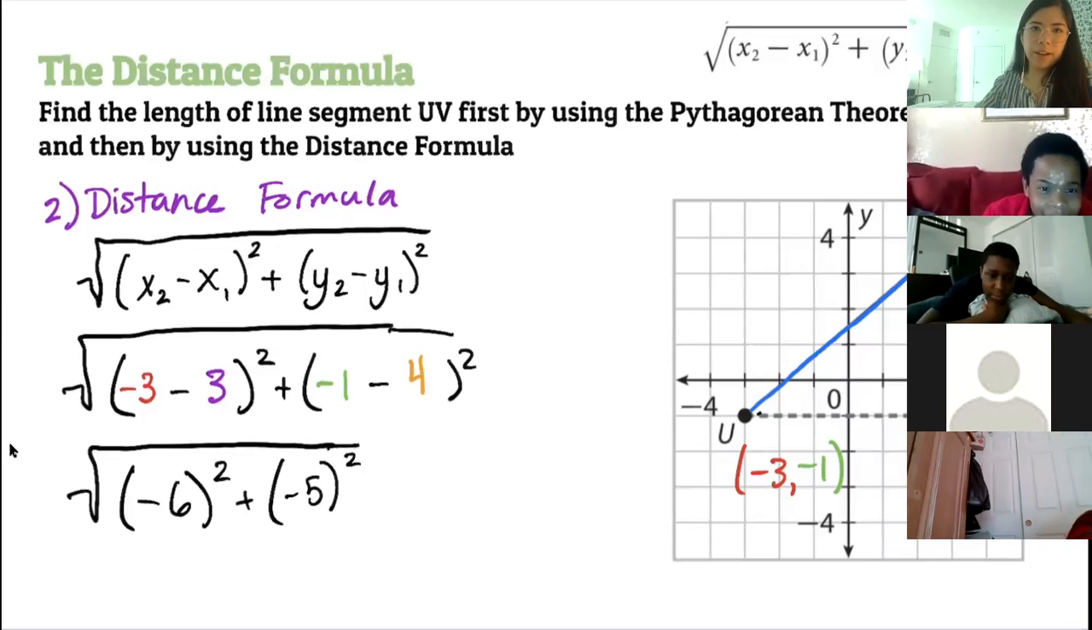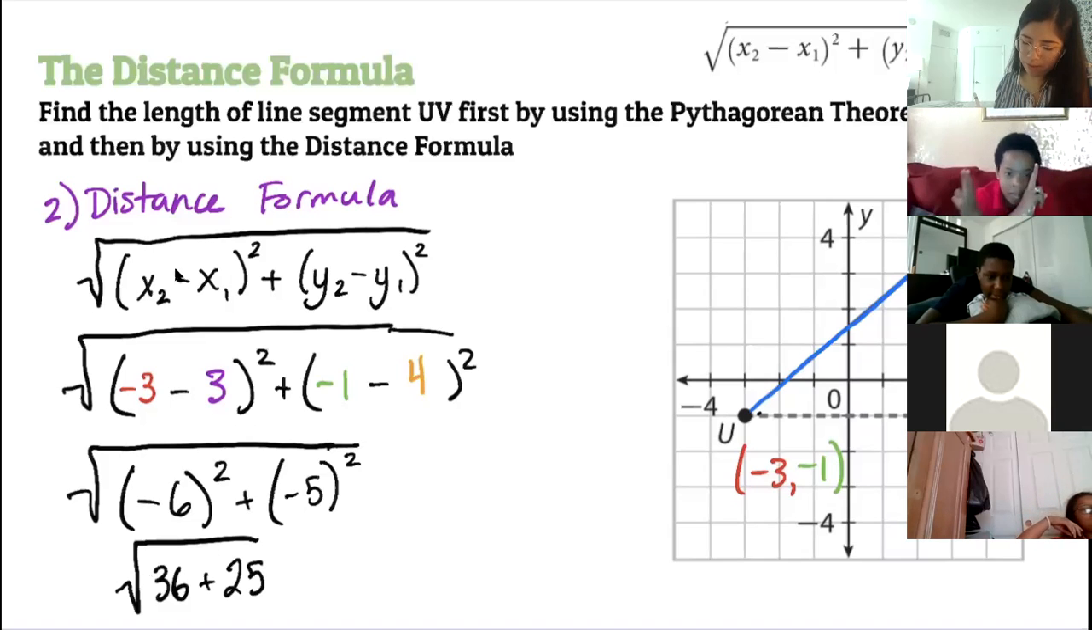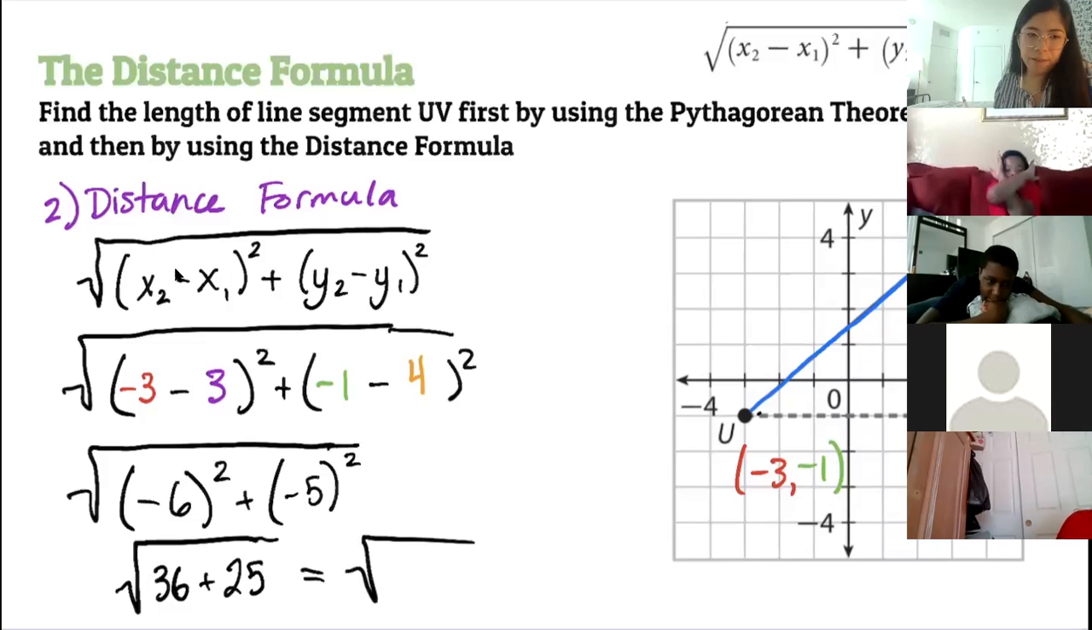Now I have to square everything. So -6 squared would be positive 36. Good. And -5 squared is going to be positive 25. All right, we're almost there. Now we add 36 plus 25, 61. And the square root of 61, which we did in our calculators, is?